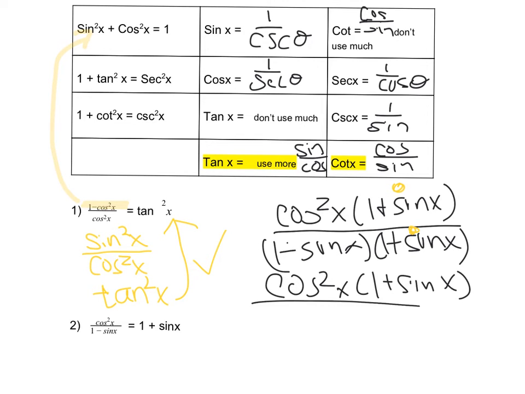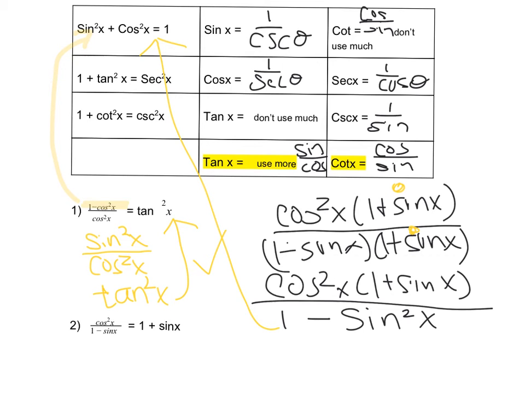Okay, and that's going to be all over 1 minus sine squared x. Okay, now I'm going to look back at my Pythagorean identities again, and I'm going to use that same one I just used a second ago in the last problem. So this guy is related to this right here.